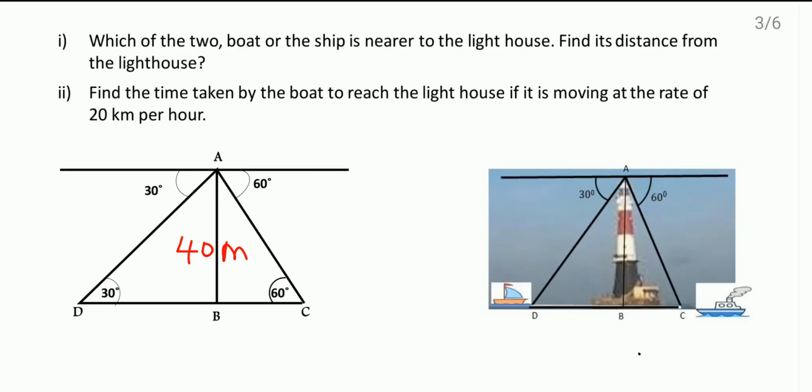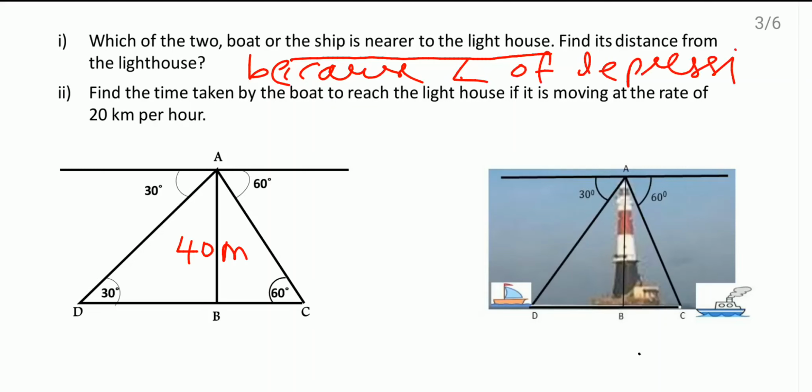Now what they have asked: boat or ship, which is near to the lighthouse? So definitely the ship is nearer to the lighthouse because the angle of depression is bigger. Okay, so for the first question, what is the answer? The ship is nearer to the lighthouse because, here you can write down, because the angle of depression is bigger.